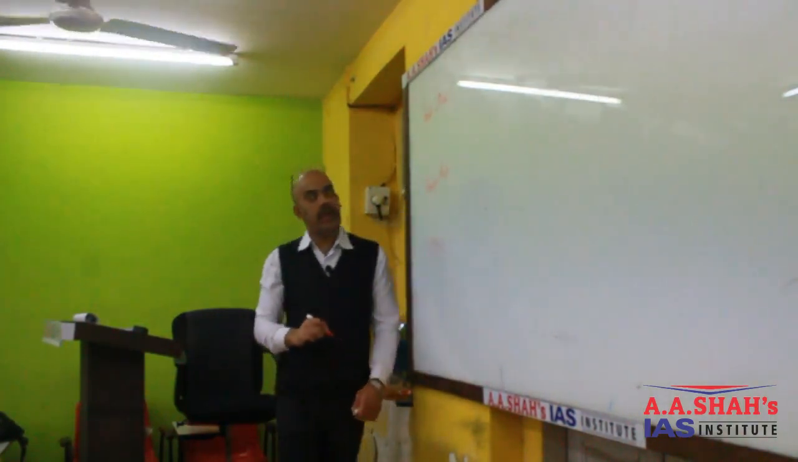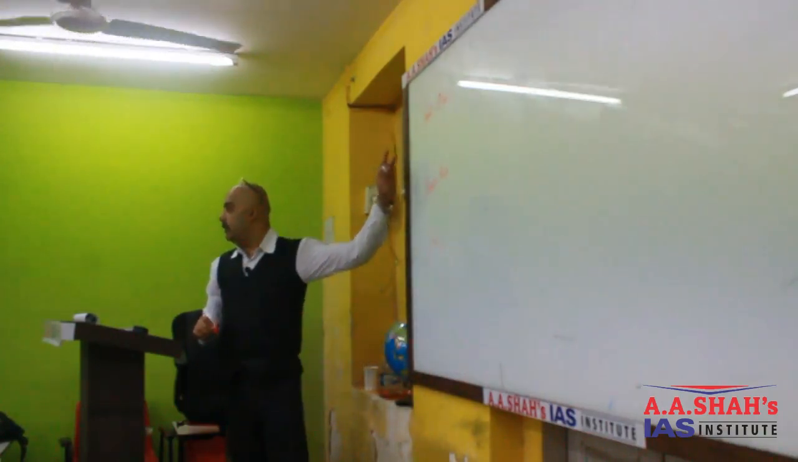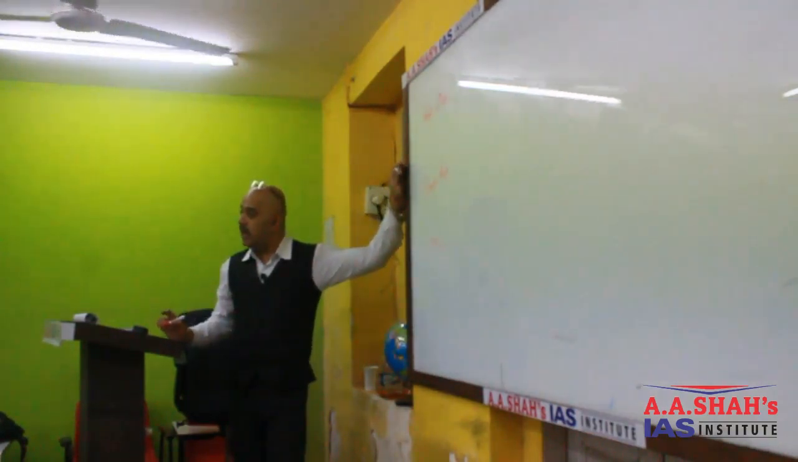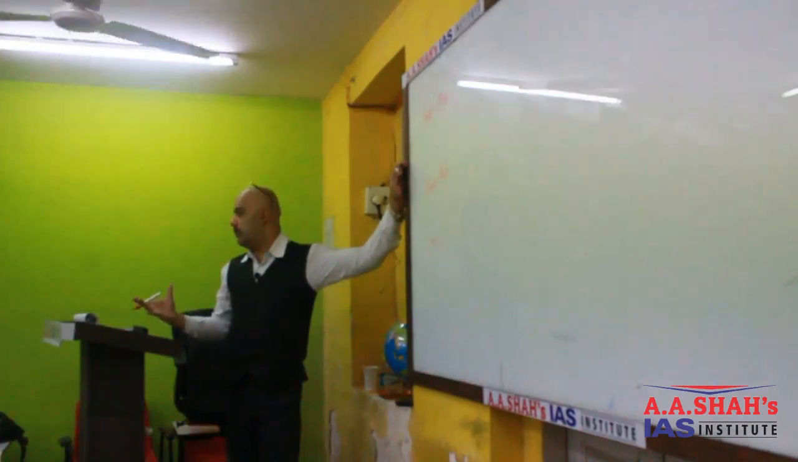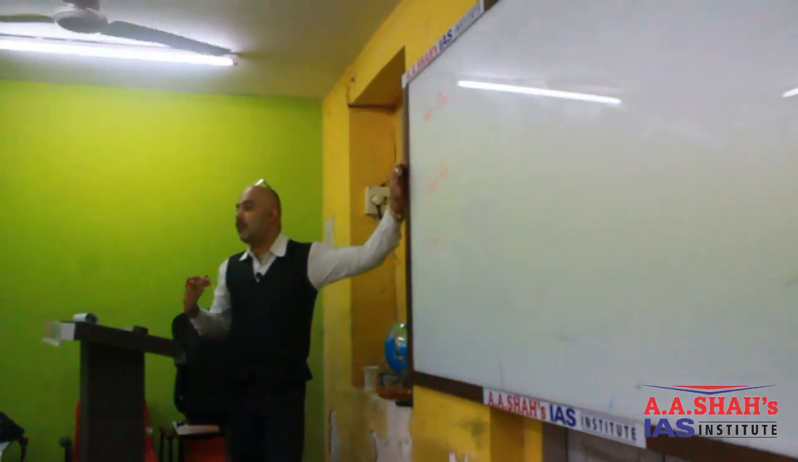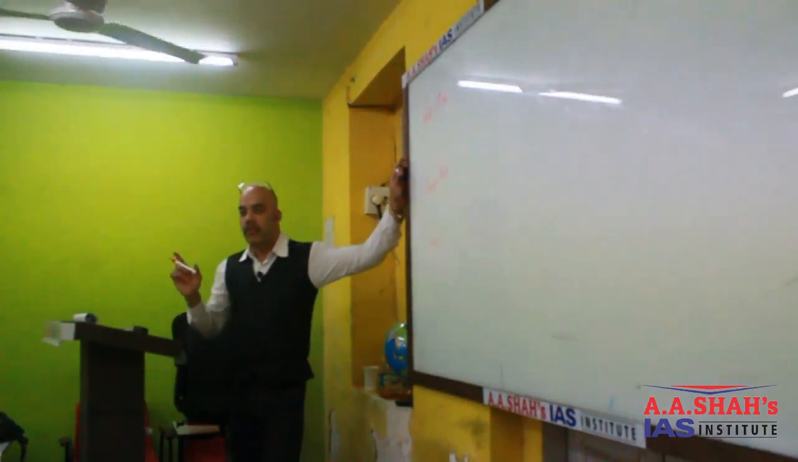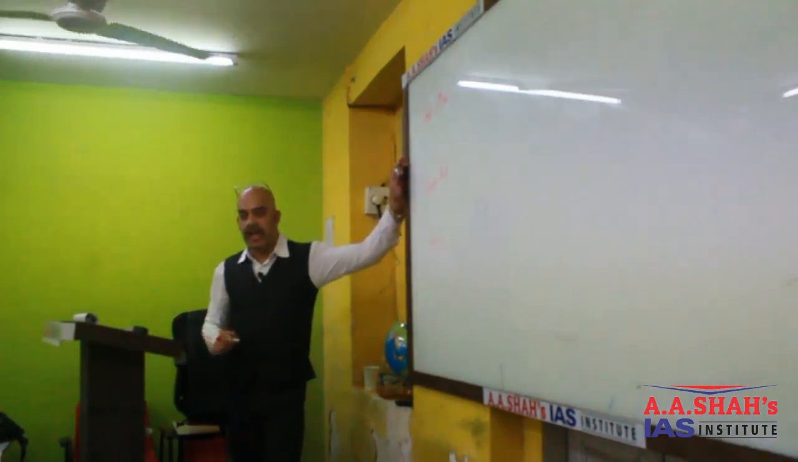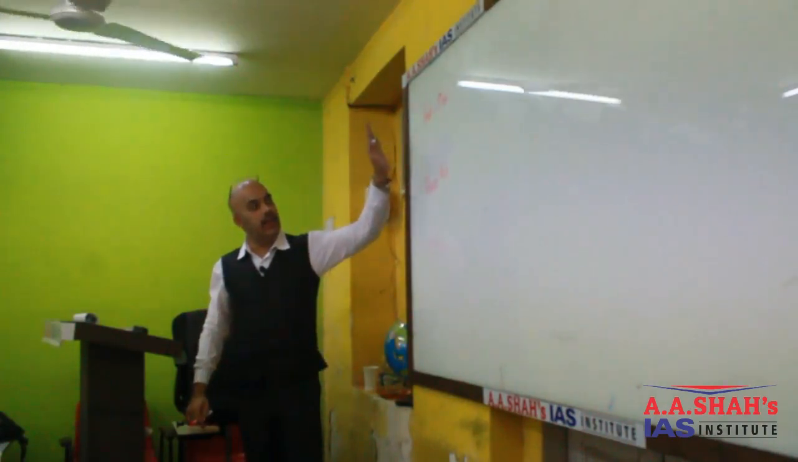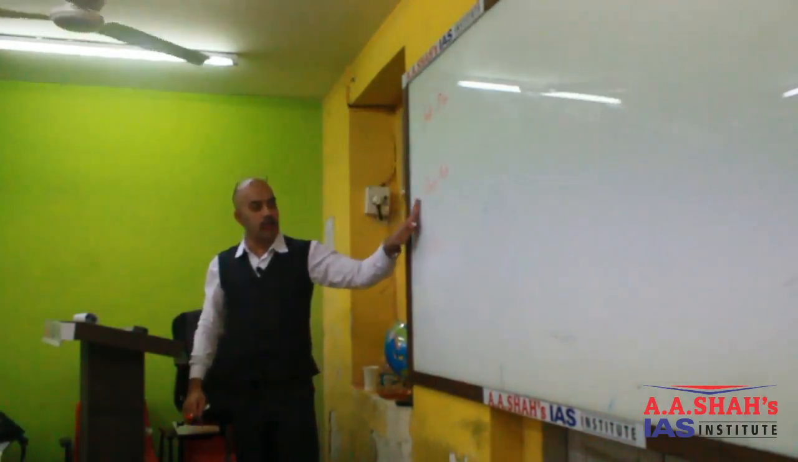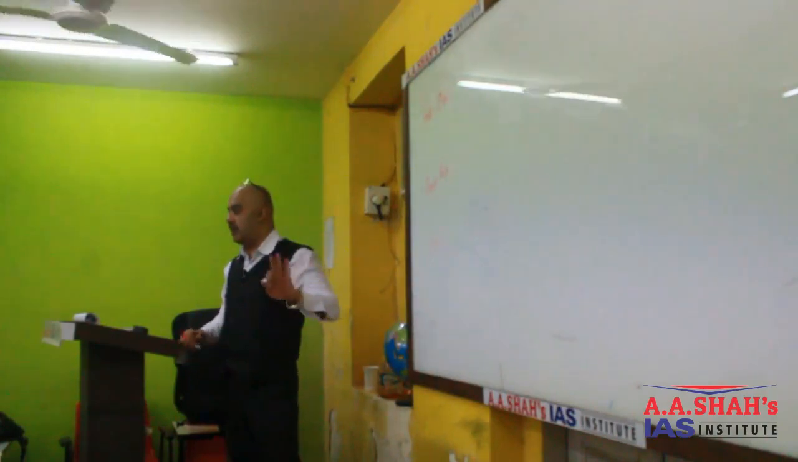Where have you heard these words before? These three in the Rajya Sabha. Before that, where have you heard them? Constituent Assembly. I hope you recall that. So we are hearing this for the third time now. What is the method? Indirect election, proportional representation, single transferable vote.